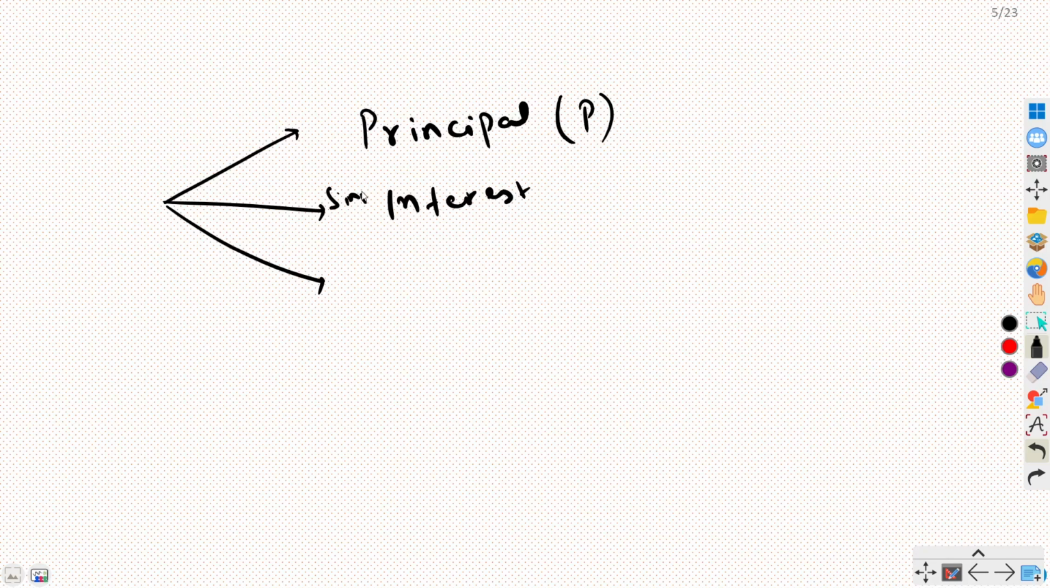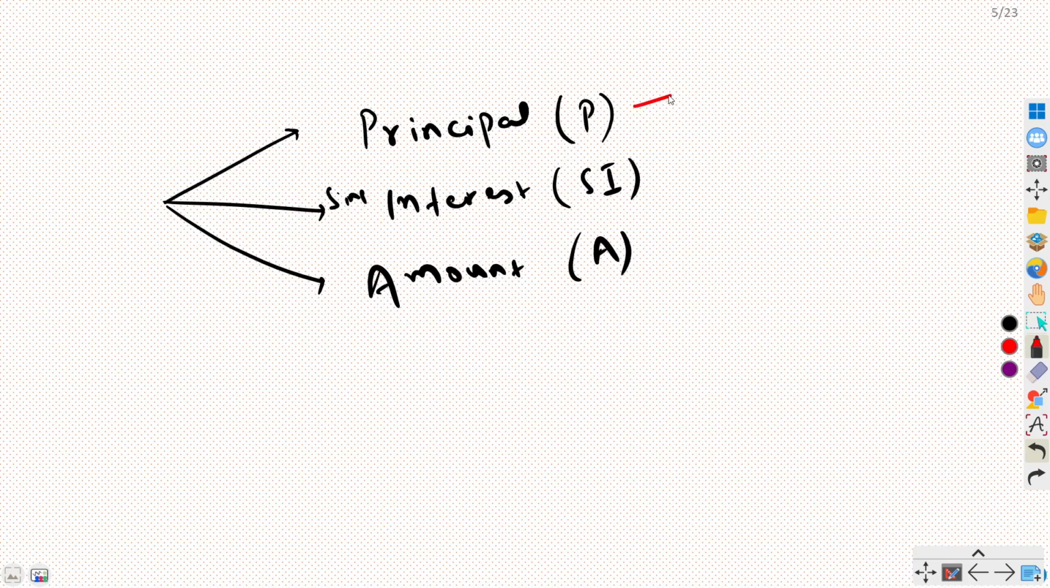So there are three terms. The first one is principal. We will denote this with P. Then we have interest. Now since we are dealing with simple interest chapter, so this is simple interest. Okay, so we denote this by SI. And then we have amount, which we will denote with A.